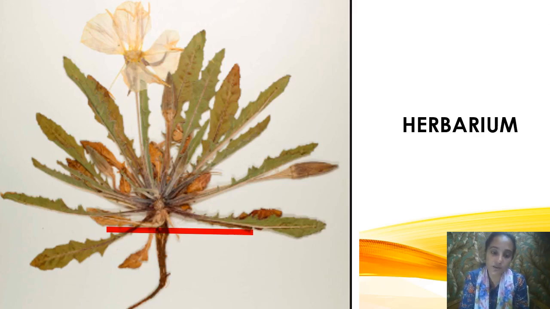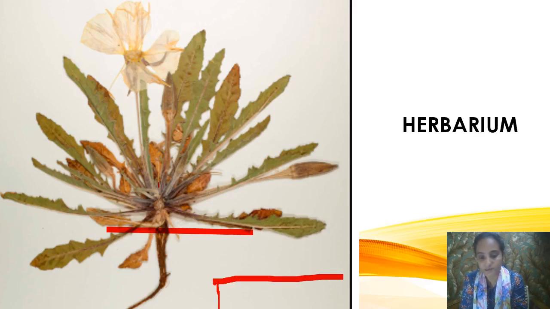You have to see whether the leaves are opposite or whorled, and whether the flower is terminal or axillary. All these details you will get from observing this specimen. Now you can see it's completely dried up and it has been pasted on a paper. And normally here, there will be one name slip.